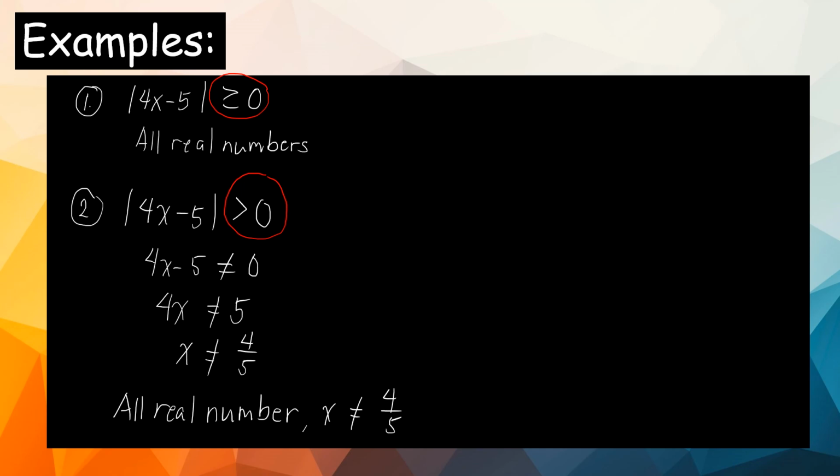Okay, let's have another example. Again, I will use absolute value of 4x minus 5 so you can differentiate them. And this time I will have less than 0. So if you have less than 0, you will be following rule A. Okay, and based from rule A, if you have your absolute value less than 0, your solution is no solution.